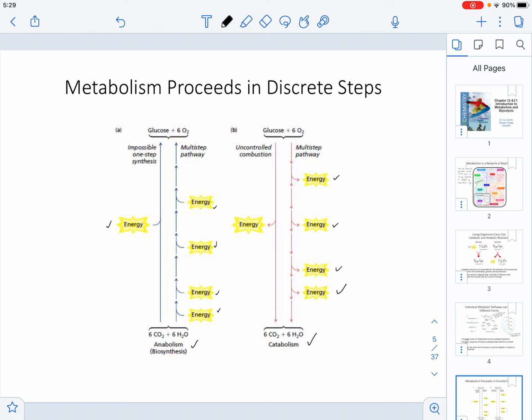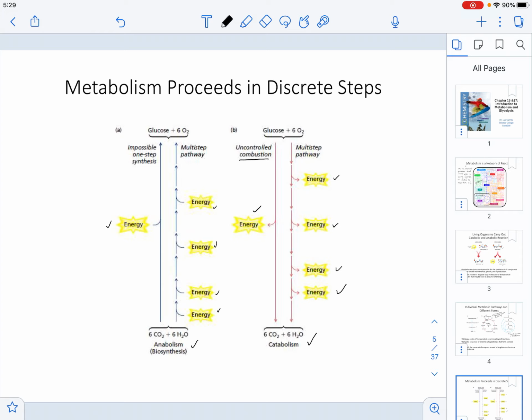The best example of this is when we eat glucose and we produce energy. We are going to see that through glycolysis, which is chapter 17, the TCA cycle, which is chapter 19, and oxidative phosphorylation, how this energy is released little by little. In biological systems, we do not have an uncontrolled combustion that is going to generate all this energy at once. It's going to be done in discrete pathways.